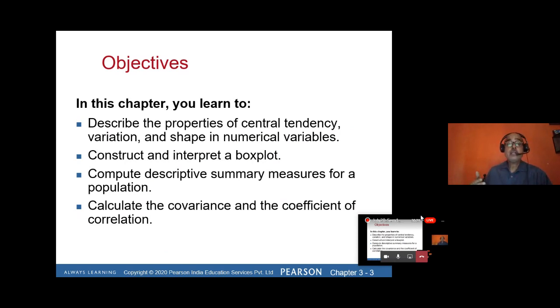Numerical descriptive measures: describe the properties of central tendency, variance, and shape in numerical variables. Construct and interpret a box plot. Compute the descriptive summary measures for a population, and calculate the covariance and coefficient of correlation. This is the objective of this unit, which is elaborated here on page number 85, learning objectives. And I am going to explain one by one what you are going to learn now.